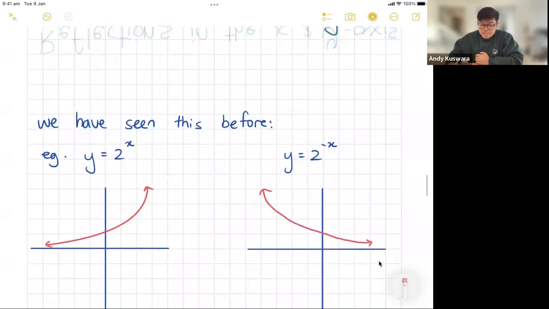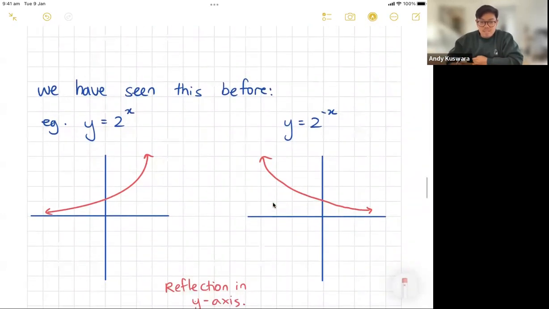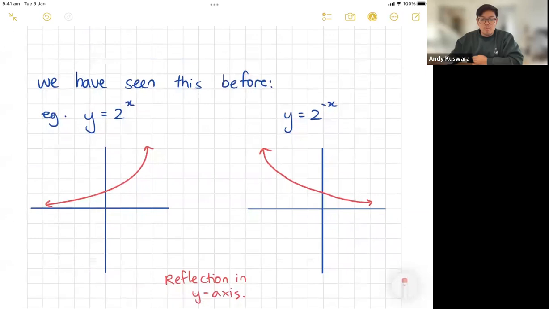Okay, so for example, if we're talking about y equals 2 to the x, that's on the left-hand side, that is an exponential, goes up like that. And if I'm talking about y equals 2 to the negative x, it actually reflects. So it kind of swaps over. I don't know if you can see that. What that gives us here is a reflection in the y-axis, which means the left-hand side gets flipped over to the right-hand side, or the right gets flipped to the left. That's a reflection in the y-axis.